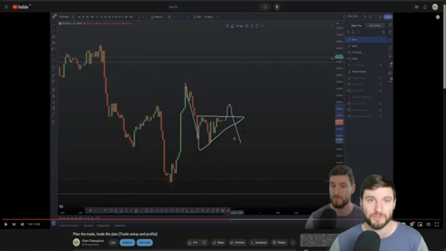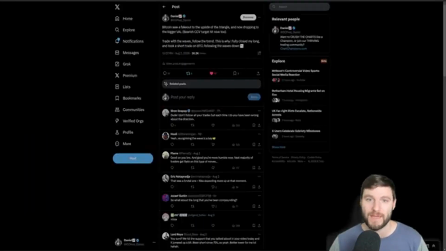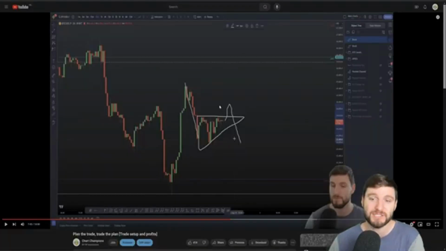This is a short trade that I've not taken any profits on, because overall, as I'm making clear over on Twitter, for the past few days I have been bearish. Bitcoin saw the fake out of that triangle, and this tweet was a few days ago now, dropping to the bigger value area low and the CCV target. If you remember on this video, we had a bearish CCV target below us, and this fake out was the short opportunity to bring us down towards that lower target.